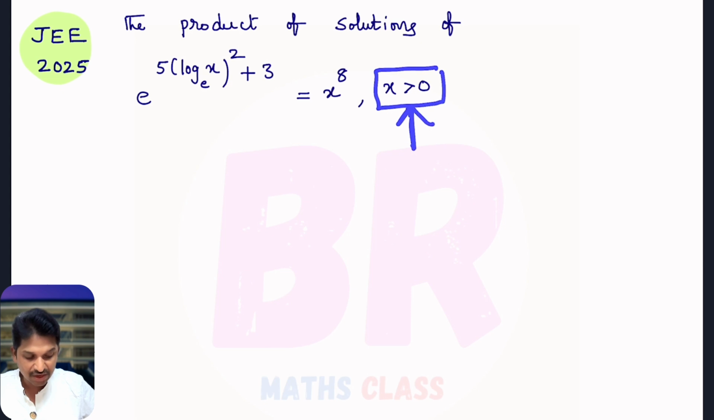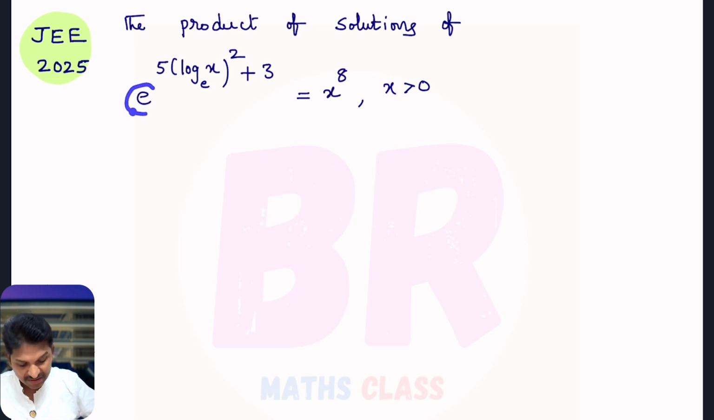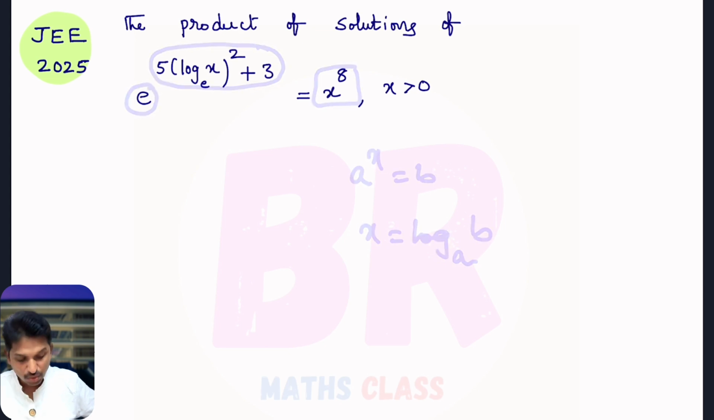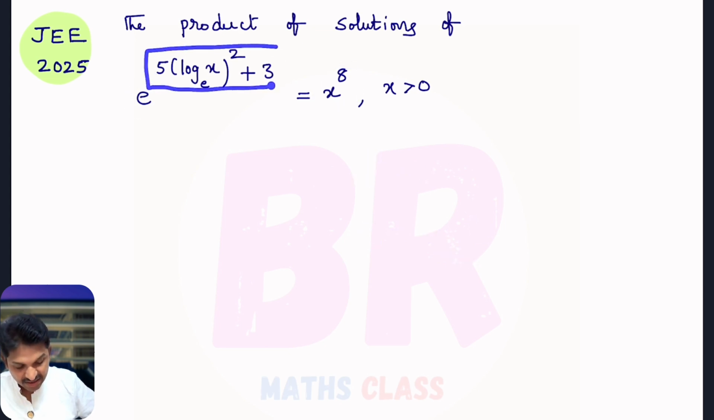Whatever x values you will get, those values must be greater than 0. Here logarithm is defined for positive real numbers only, so obviously x will be greater than 0 only. Okay, how to solve this? You observe this as a power x equal to b form, right? Then you can write x equal to log b base a. So I can write this equal to log b base a.